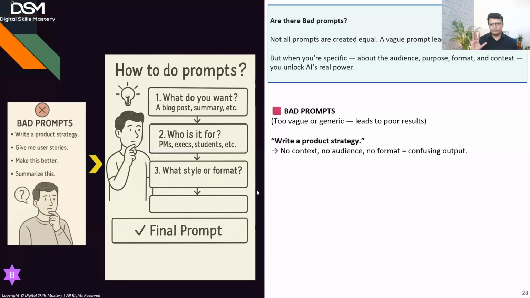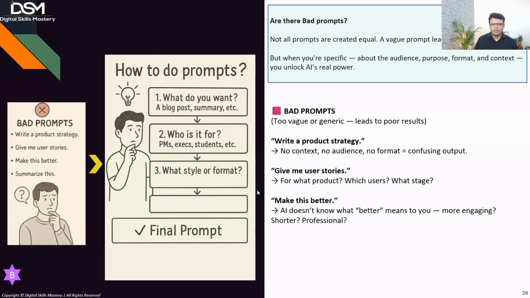For example, if it is too vague or generic, it will lead to poor results. So, for example, "write a product strategy." Now, this is not a good prompt because you don't have any context, no audience, no format. AI will give you a result, but it will ask you further questions, like, can you give me more information? I cannot draw this, or give you a desired output. Next example, "give me user stories." Okay, it's totally vague. It doesn't know which product, which users, which stage.